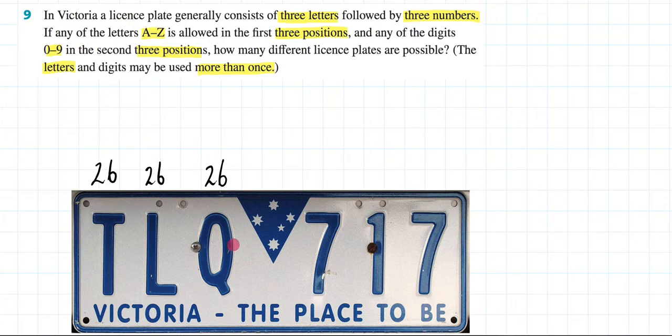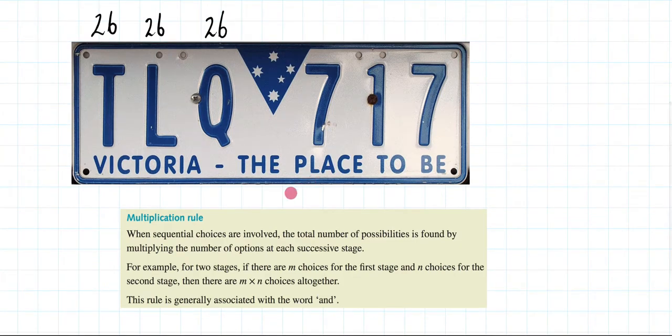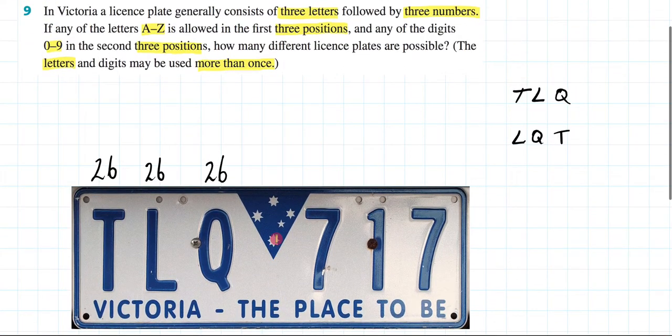And whenever you're asking yourself that question, what you're really asking yourself is, does the sequence matter? So in other words, if a car had the number plate TLQ, is that the same as having the number plate LQT? Obviously not. These would have to be on 2 different cars. The sequence matters when it comes to your number plate. So if we now look at our multiplication rule, when sequential choices are involved, the number of possibilities is found by multiplying the number of options at each successive stage. So that first part is really important, when sequential choices are involved. So now we're going to come up here and we're going to apply the multiplication rule right here.